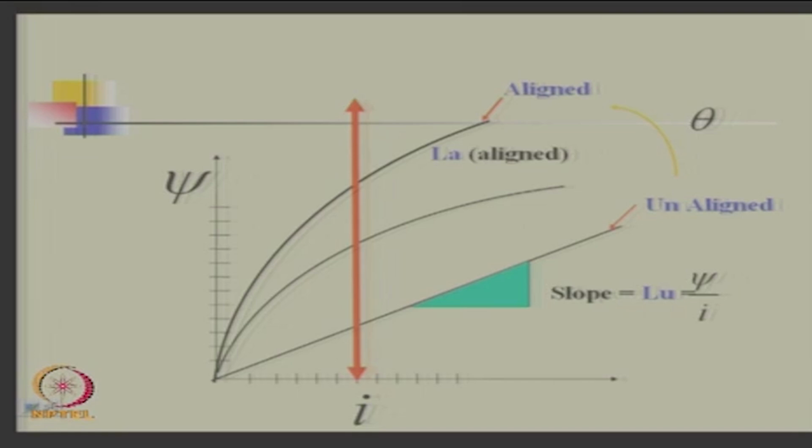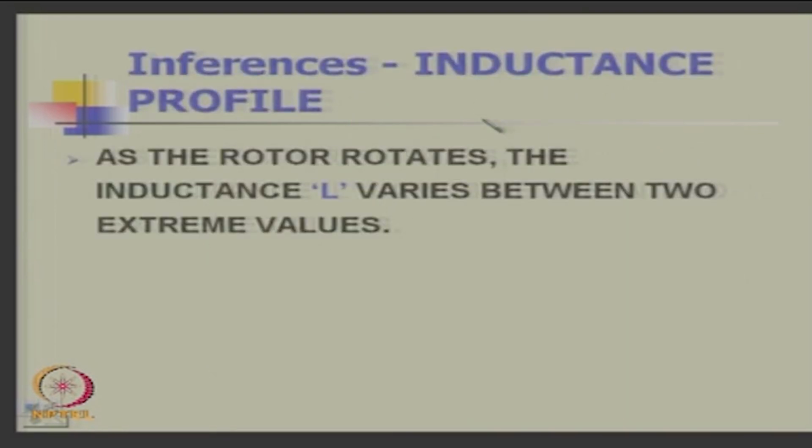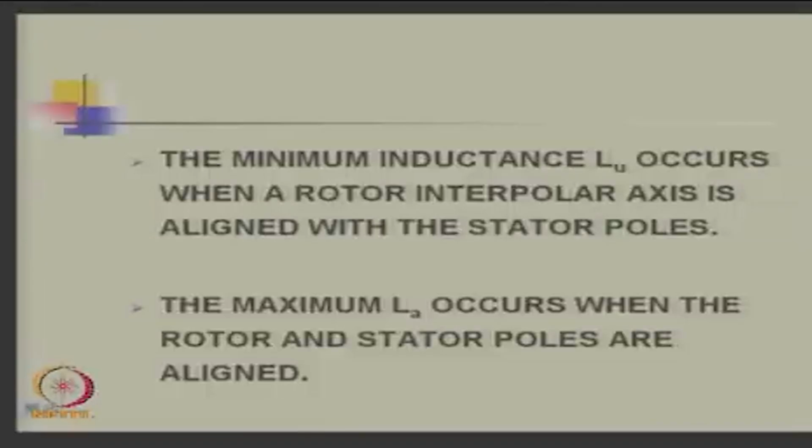This is a typical picture of the variation of the inductance with theta. As the rotor rotates, the inductance L varies between two extreme values. This is obvious, we have already mentioned. The minimum is LU, unaligned, and the maximum is LA, which is aligned.